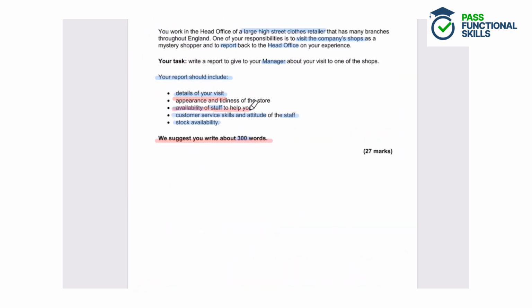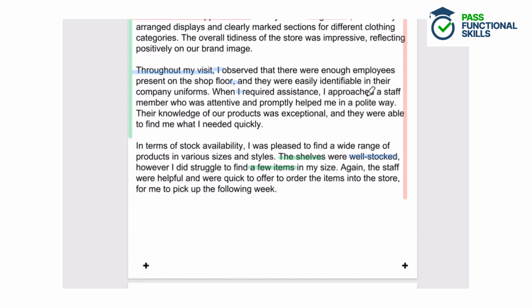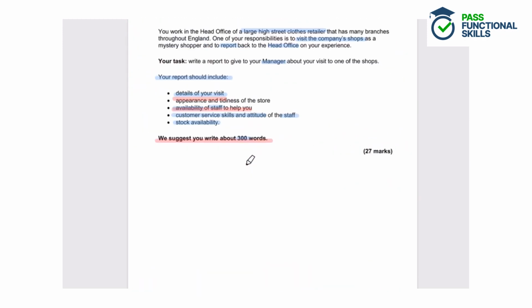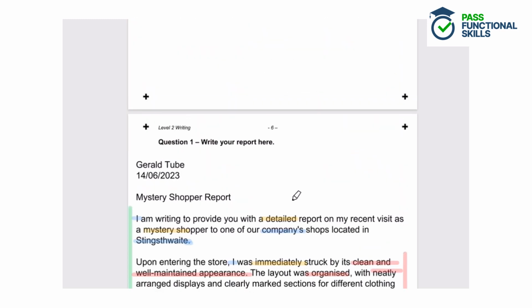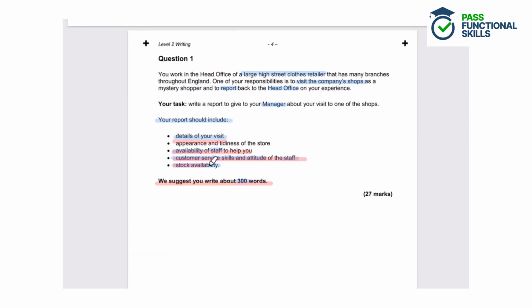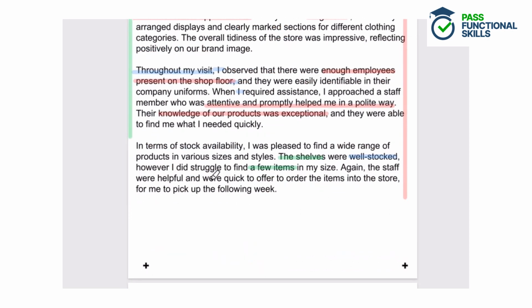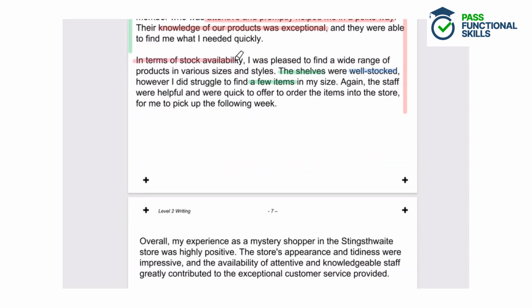The availability of staff. We've got enough employees present on the shop floor. And then we've got the customer service skills and attitude of the staff is mentioned as well. Very attentive, promptly helped me in a polite way. Knowledge of products was exceptional. Finally, we have the stock availability. So they've talked about that. Here, in terms of stock availability, I was pleased to find a wide range of products in various sizes and styles.